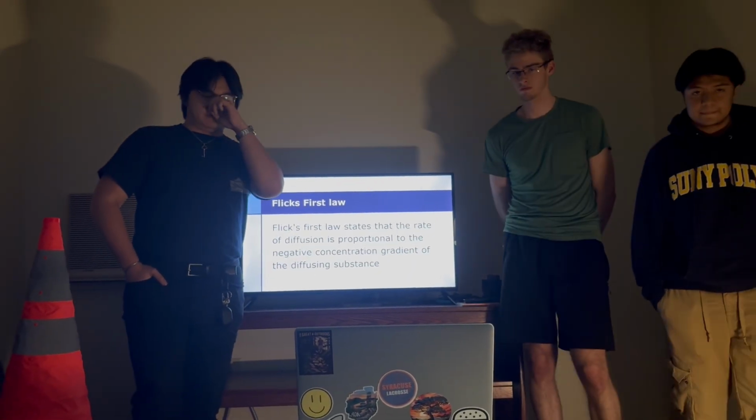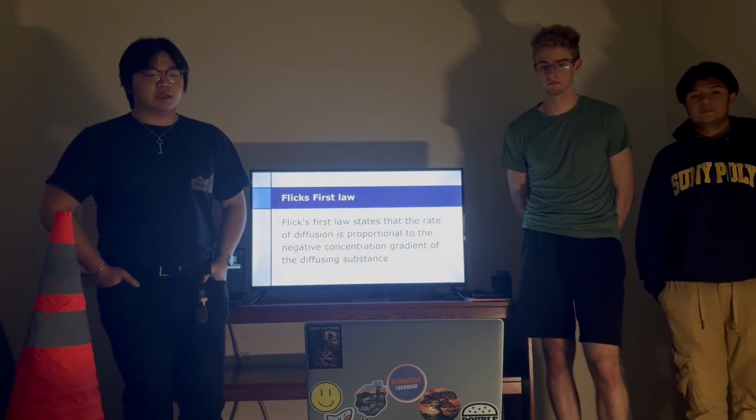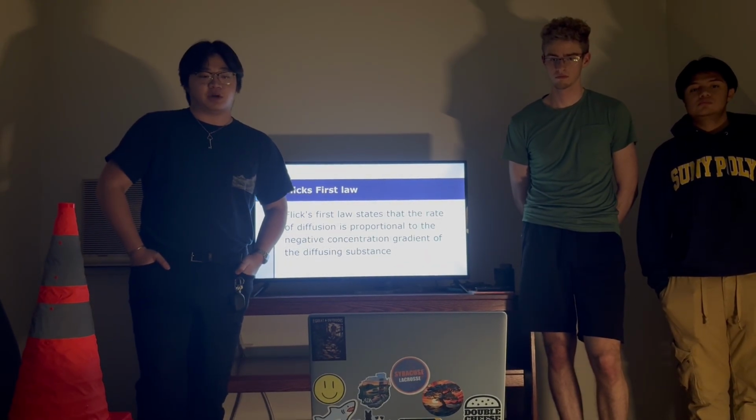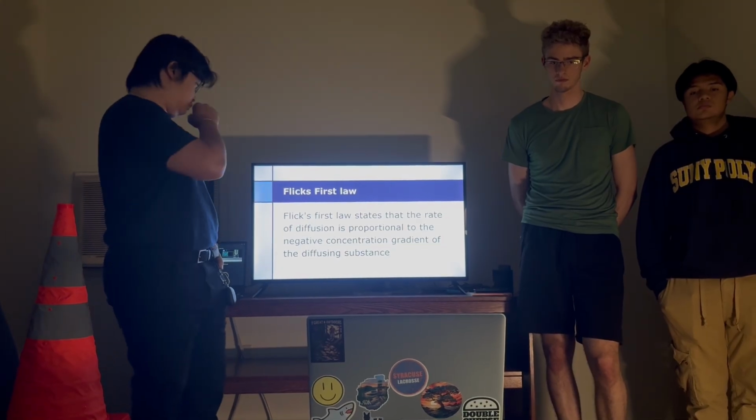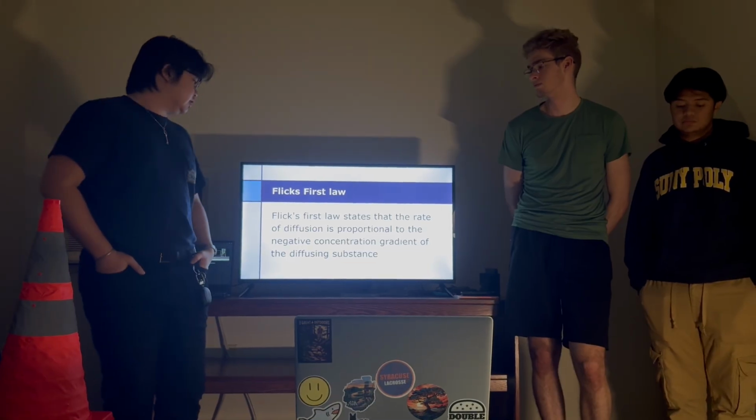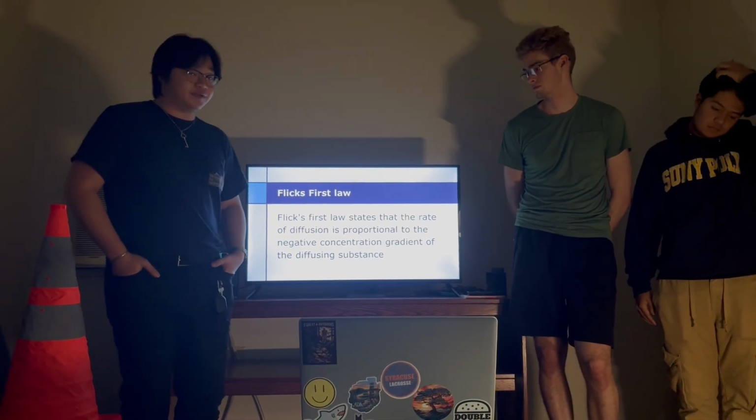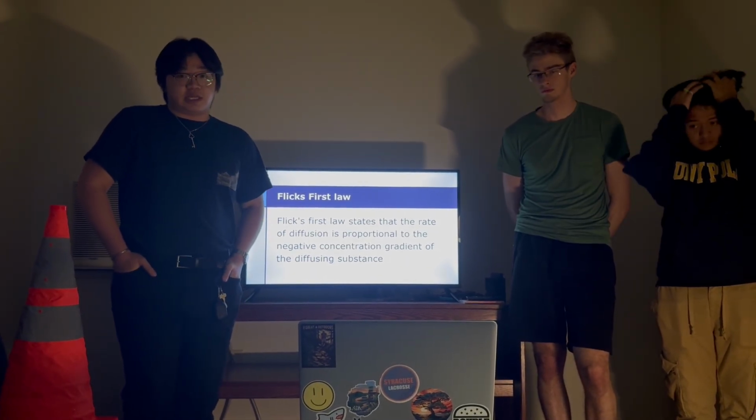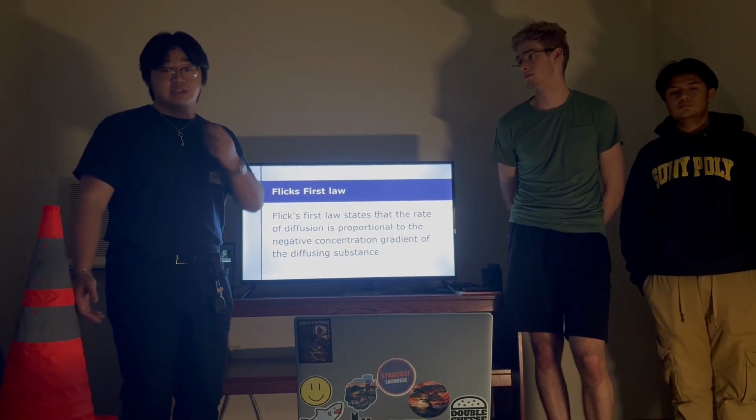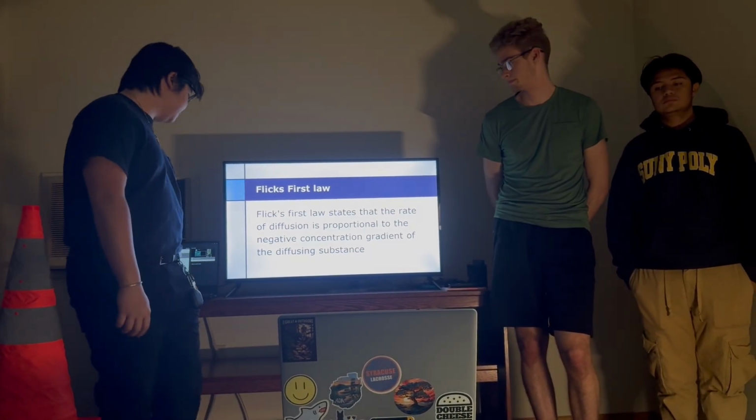So for Fick's first law, in simple terms, the bigger the difference in concentration between two areas, the faster the particles will move to even things out. And it also states that the rate of diffusion is proportional to the negative concentration gradient of the diffusing substance. So if you take water and oil, for example, it's not going to diffuse very well as opposed to something like water and salt. Right?